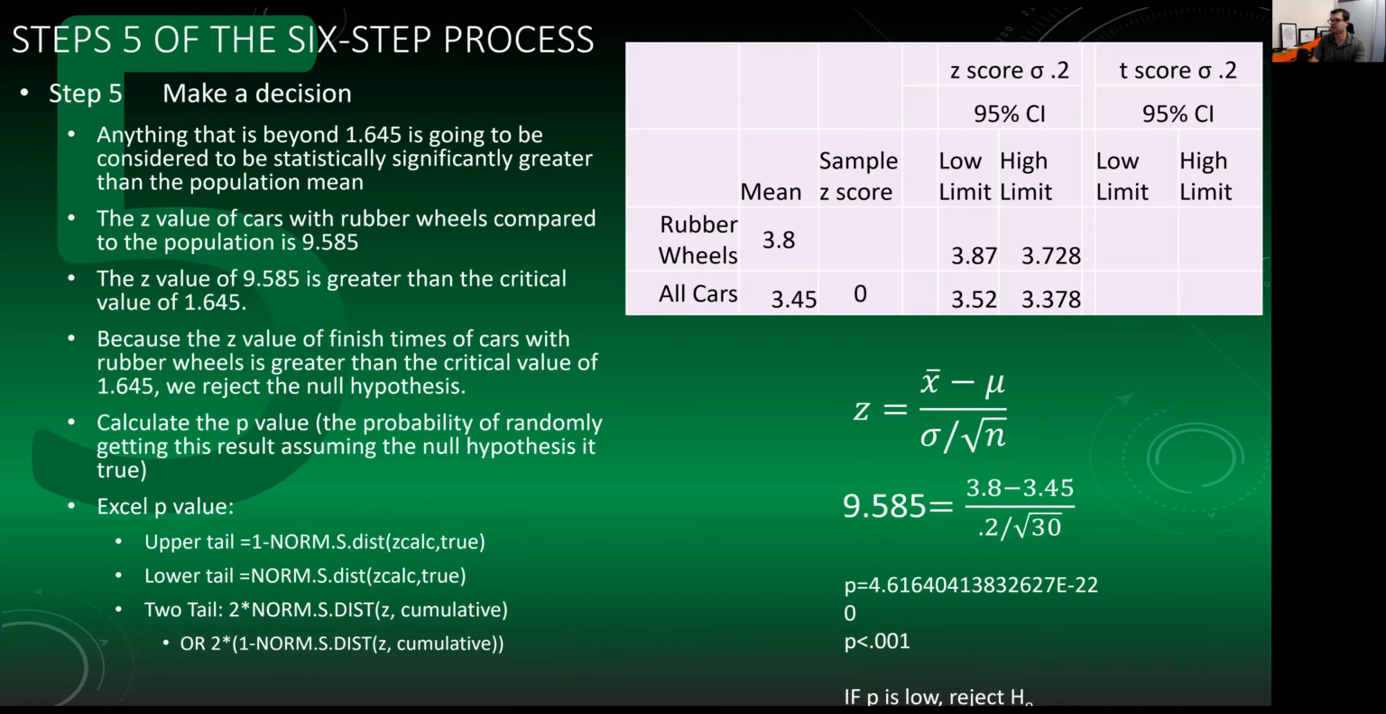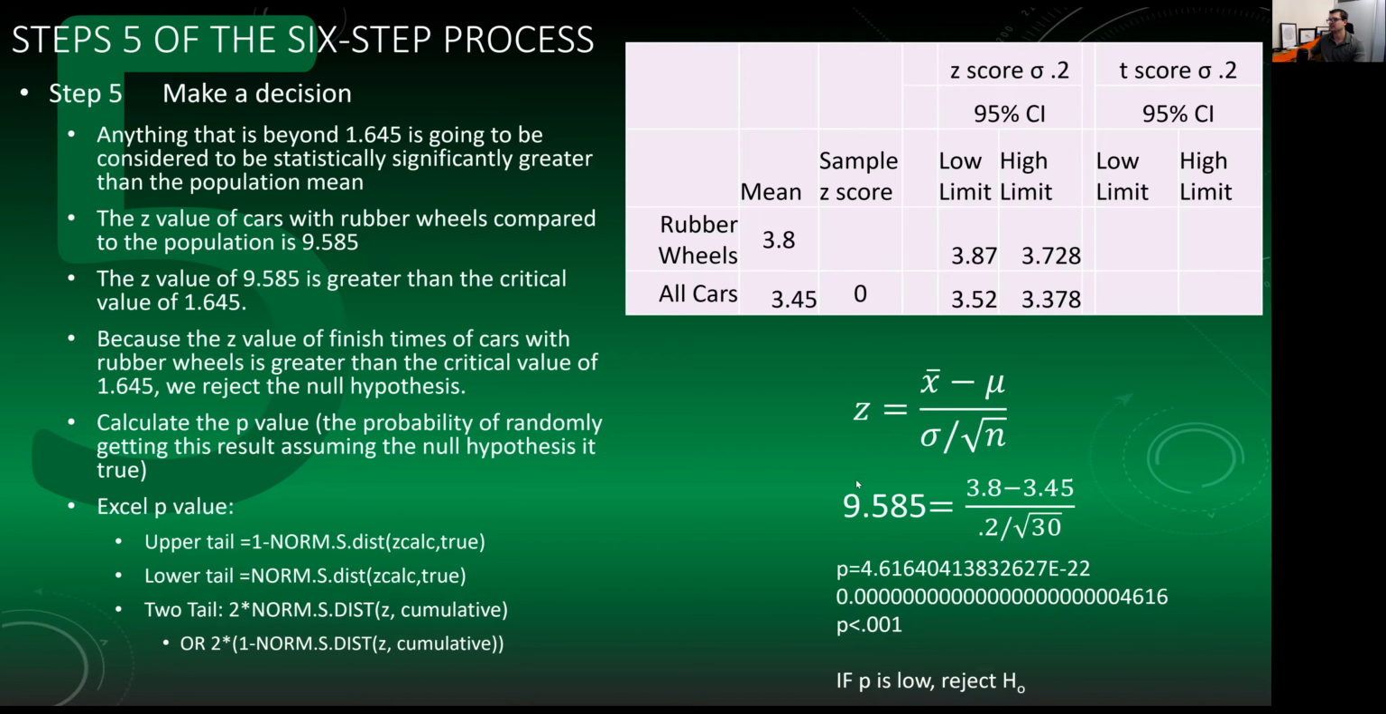What that means is 0.000000000000000000004616. Okay, that's what that is. The probability of getting this randomly is essentially this number right here. It's really, really small. In other words, it's this times 10 to the negative 22nd. The probability of randomly getting this is extremely low. But let's talk about how we got that.